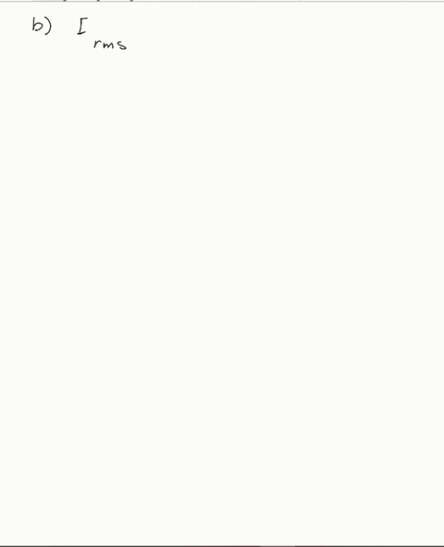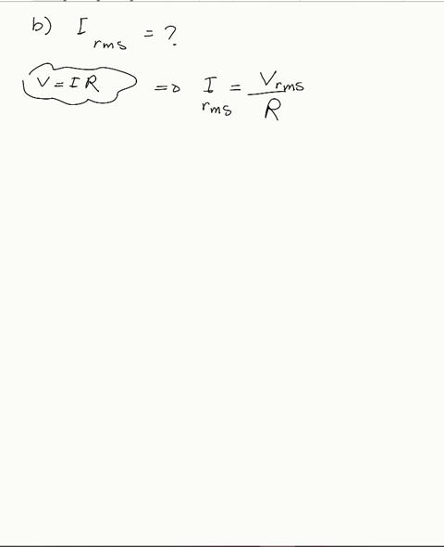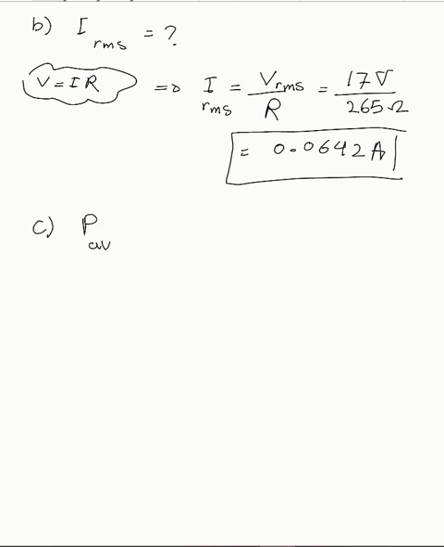In part B, as the question asks us, we want to find the RMS current in the circuit. What is this? You remember Ohm's law? According to this, I is V divided by R, but because I'm looking for the root mean square, I need to plug in the VRMS here. So I'm going to divide 17 volts that I have from part A by 265 ohms. This gives me the value of IRMS to be 0.0642 amps.